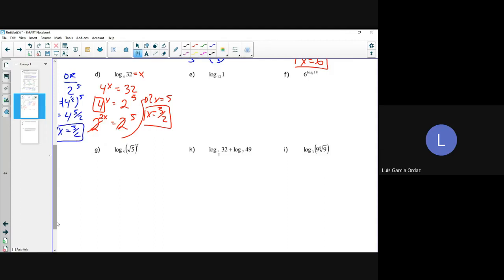So as you can see for this question, there are two ways to do it. Both ways give you the right answer. So you guys can decide which way you want to do. If you find it easier changing 2 to the 5 into a base of 4, or you can change 4 and write it as an exponent to the base of 2.